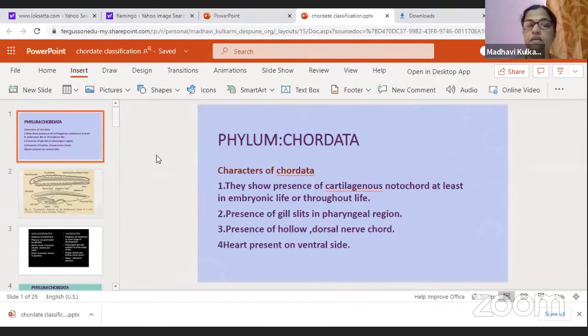So, in the chordate classification, first we are going to study the characteristics of chordates. The chordate animals show the presence of a cartilaginous notochord at least in the embryonic life or throughout life. The second characteristic: they show the presence of gill slits in the pharyngeal region. The third characteristic: presence of a hollow dorsal nerve cord, and the heart is always present on the ventral side.